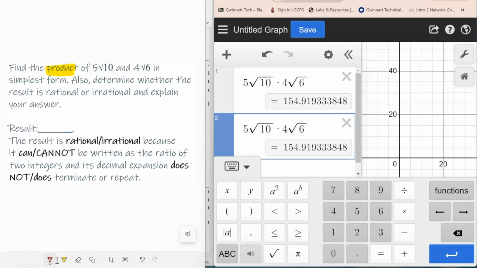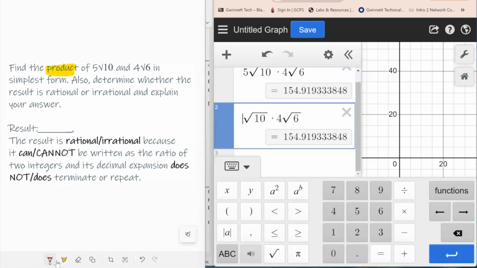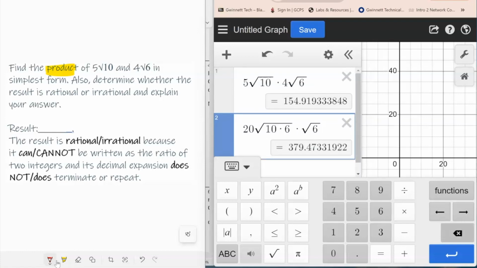We're multiplying, so remember you multiply the outside, so I'm saying this is going to be 5 times 4, which is 20. All right, so multiplying the outside, see the number hasn't changed, right? Multiply the insides of the radicals, so it's 10 times 6. All right, and again, make sure the number isn't changing. So my theory on how to solve this problem is correct.